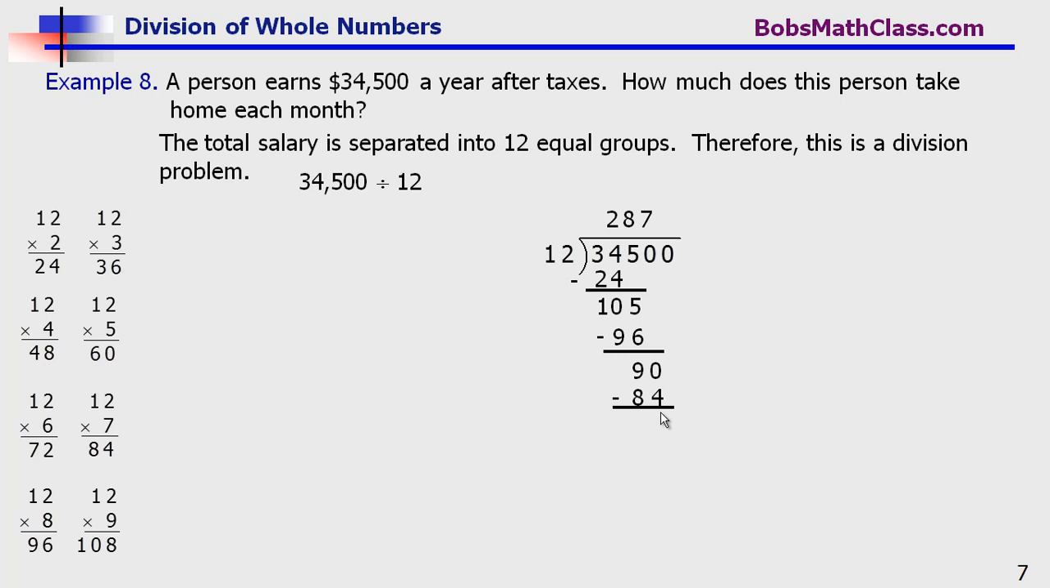Subtract. And then bring down the next number, which is a 0. 60. Oh, looks like it's a 5. So 5 goes up here. 12 times 5 is 60. So that's our answer.